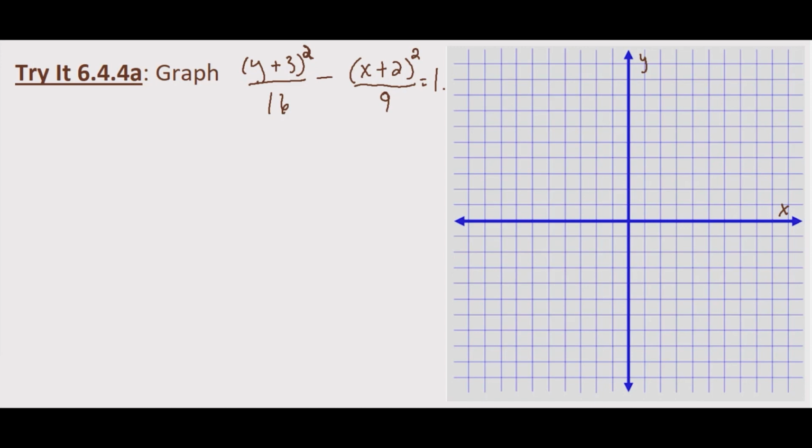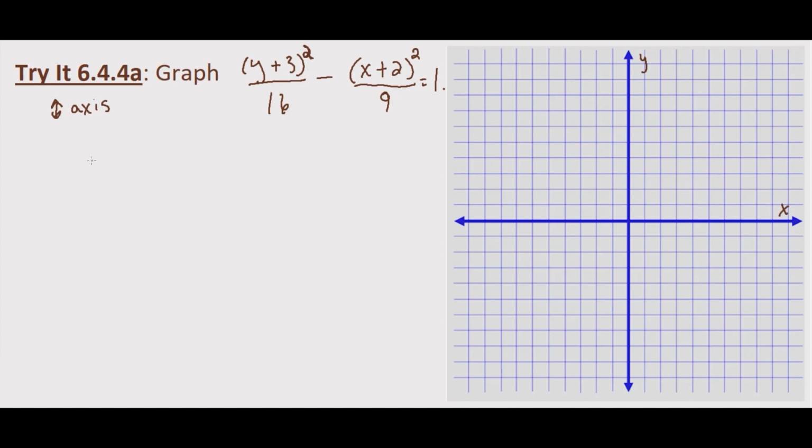So in this exercise, we are asked to graph (y + 3)² over 16 minus (x + 2)² over 9 equals 1. We recognize that that is a hyperbola because both x and y terms are being squared and subtraction is involved in between with 1 on the right-hand side of the equation. We also should note that we know it opens up and down because the y squared term is positive. It's x that's being subtracted from y, not the other way around, y being subtracted from x.